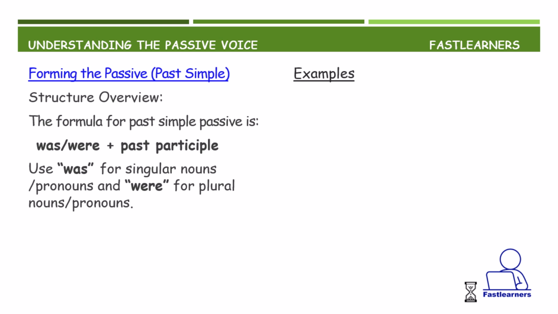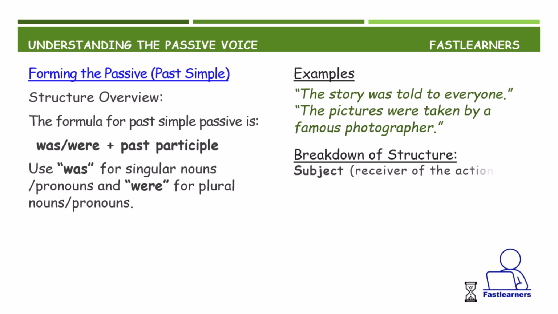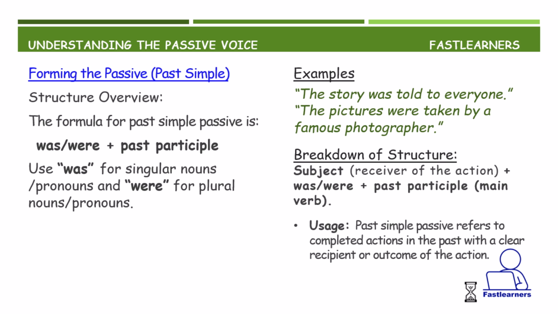Examples. The story was told to everyone. The pictures were taken by a famous photographer. Breakdown of structure: subject, receiver of the action, plus was or were, plus the past participle of the main verb. Usage. Past simple passive refers to completed actions in the past with a clear recipient or outcome of the action.